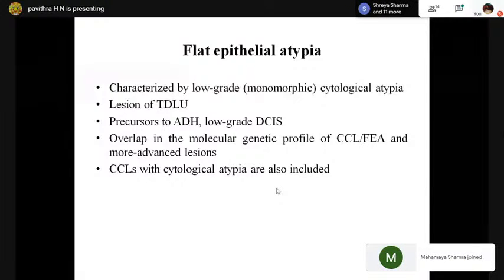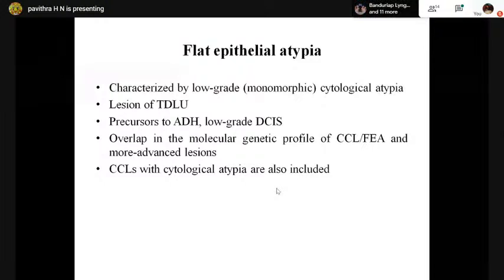For both columnar cell lesion and flat epithelial atypia, the cells consistently demonstrate strong and diffuse nuclear staining for ER. They lack staining for high molecular weight cytokeratin like CK5/6. They have a strong association with lobular neoplasia, either lobular carcinoma in situ or atypical lobular hyperplasia. And ADH, low-grade DCIS, and low-grade invasive cancers are more frequent if flat epithelial atypia is associated with them.